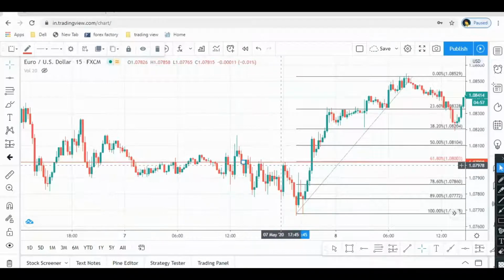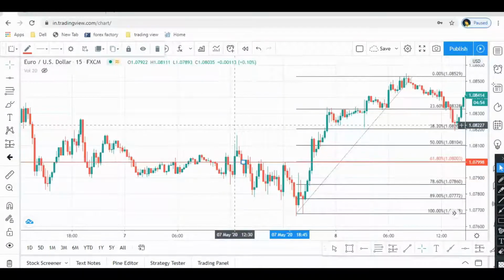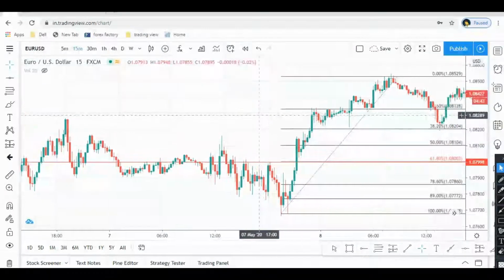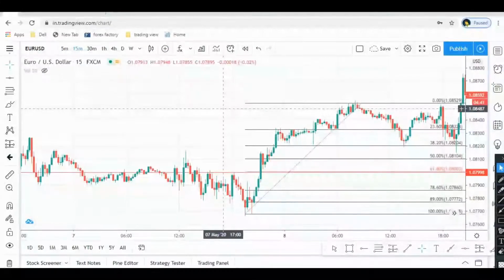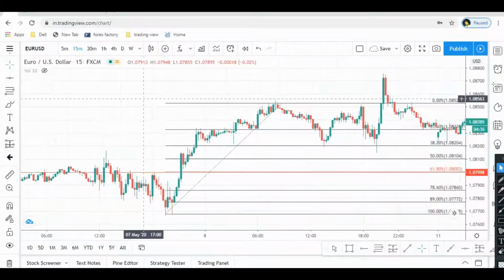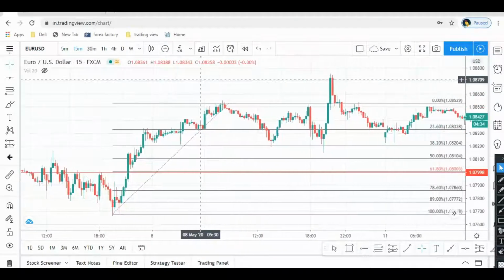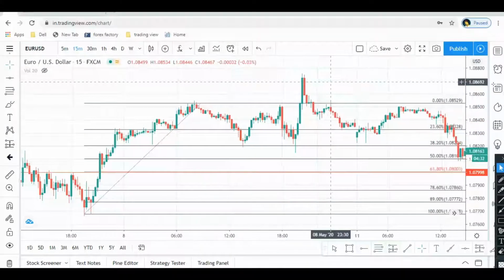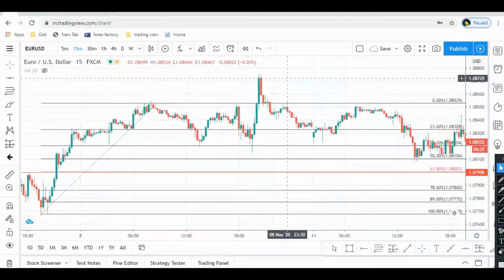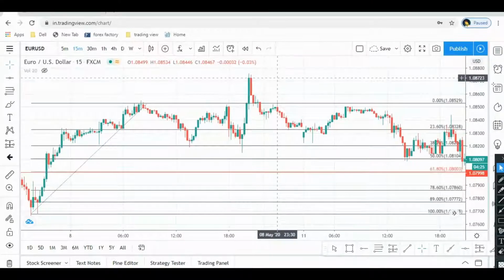previously acted as a resistance, and as I can see, price has broken out of this area. So hopefully price will go down and touch this area, and boom, it will go up. Let's see in the future what happens. Okay, price broke out, it couldn't go down. Alright, it's coming. Let's see now. Alright, it's coming.